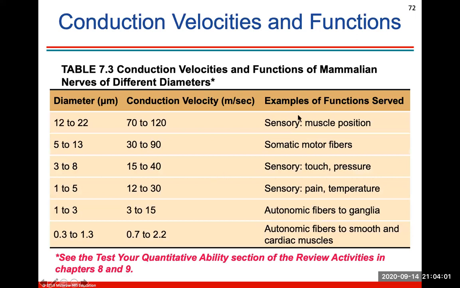All right, so here's a look at examples of functions served based on the diameter and the conduction velocity. Slower velocities of action potentials will go to smooth and cardiac muscles. Much faster ones will go to sensory positions, and basically all of your skeletal muscles will have extremely fast modes of conduction. And that's good because if you put your hand on a hot stove, you want your muscles to pull it off right away. So that's why your muscles are very fast.